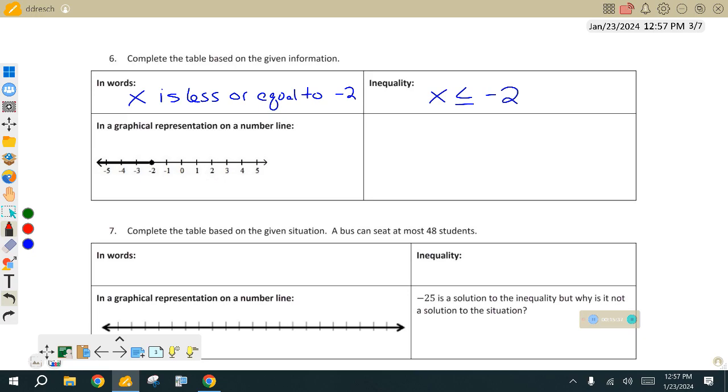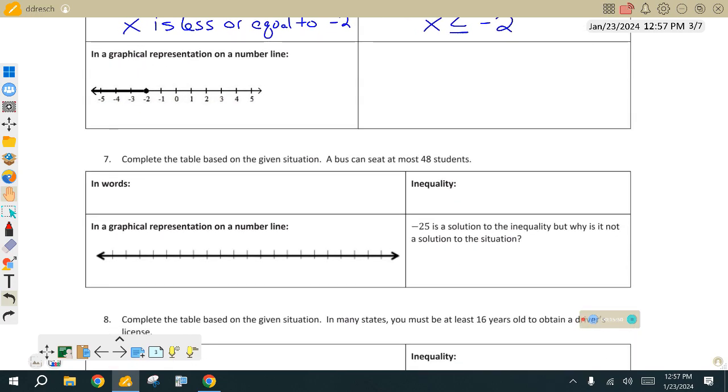Now, a small application of our inequality symbols. A bus can seat at most 48 students. What type of inequality does this look like? A bus can seat at most 48 students. What does this look like? So, we get a variable and 48. What's that going to look like?